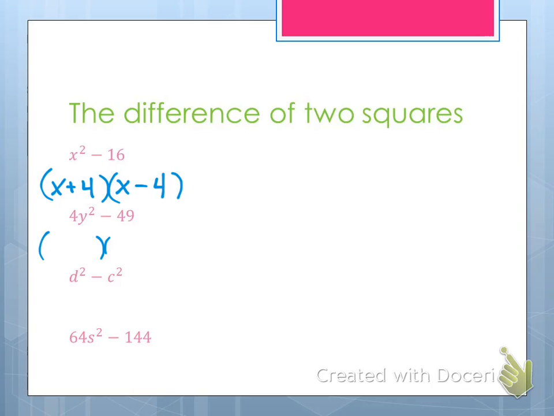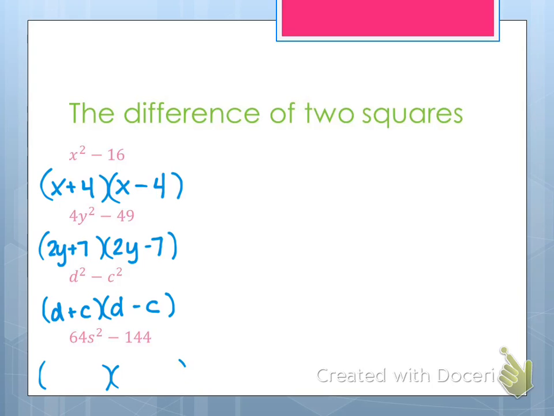Noah, what is the answer to my second problem? 2y plus 7, 2y minus 7. Very good. 2y plus 7, 2y minus 7. All right. Caroline, what is the answer to my third problem? D plus C and D minus C. Very good. And lastly, Sydney, what is the answer to my last problem? 8x plus 12, 8x minus 12. Very good. 8x plus 12, 8x minus 12.